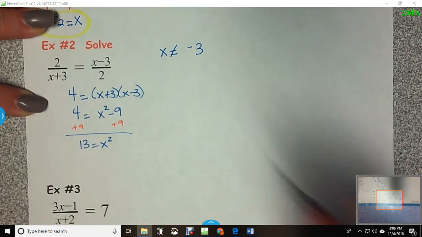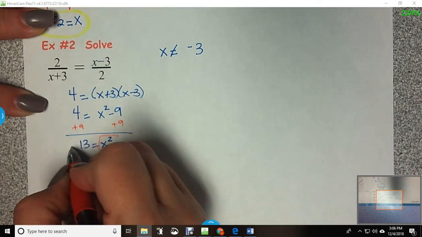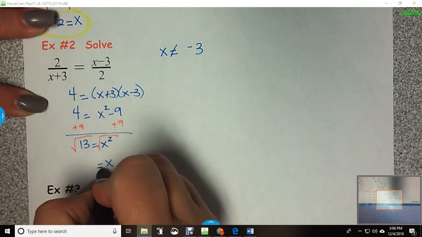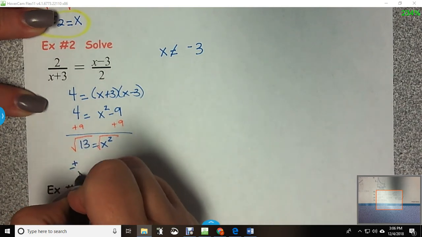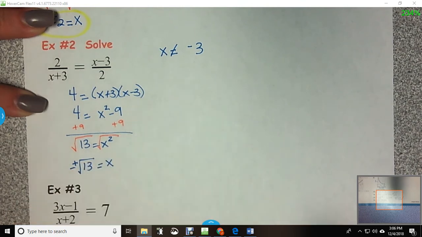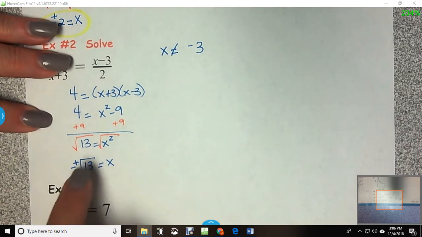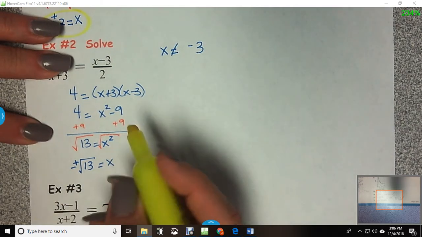Now, square root both sides. And what is x equal to? All right, and my restriction was -3, so that means my answers are okay.